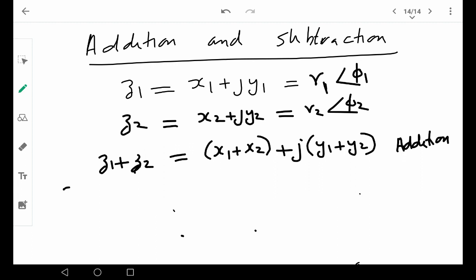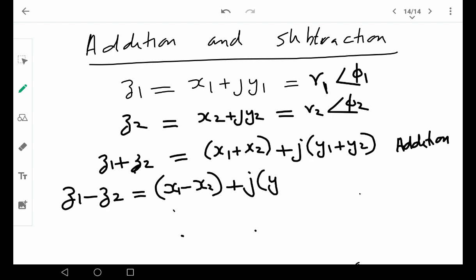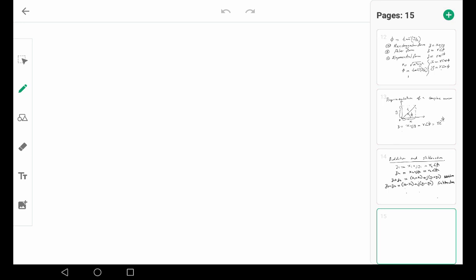Now you can have z1 minus z2 equal to x1 minus x2 plus j into y1 minus y2. Okay. And you can write multiplication. This is subtraction.